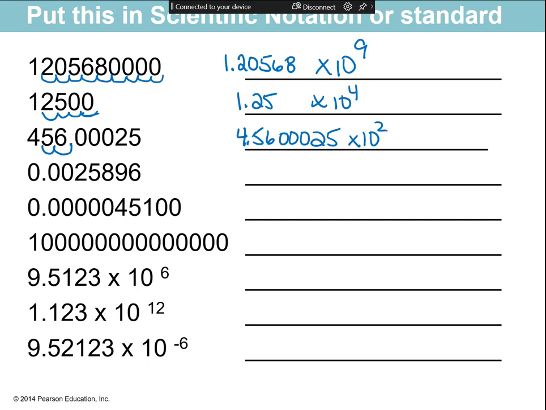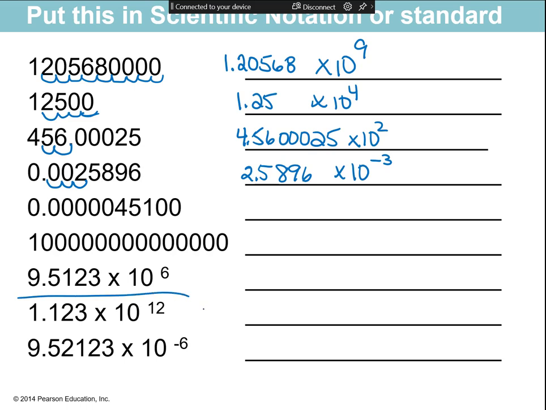How about this one? 0.0025896. It's going to have to go which way? How many? 3. So I'm going to go 1, 2, 3. So this is times 10 to the negative 3. Remember, if your number is less than 1, then when you move the exponent, it's going to be a negative exponent. And so what would my answer be? Yep, 2.5896. Those zeros out front, they're not significant, so they drop off. So this is where you can really see those zeros out front disappear. Zeros at the end disappear if there's no decimal place to begin with.